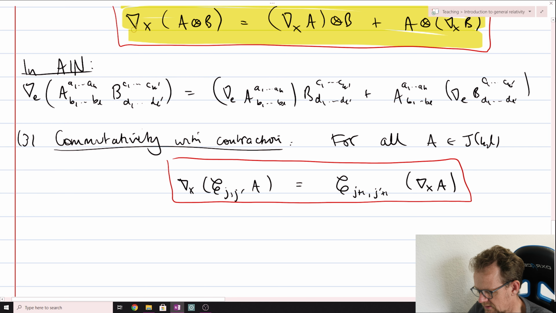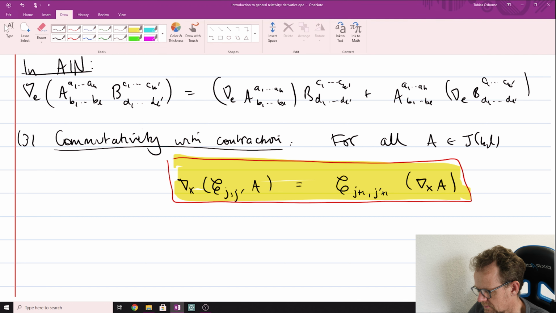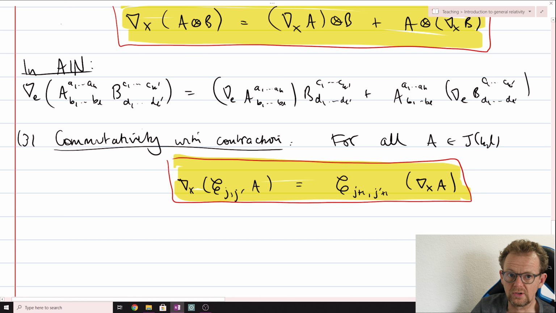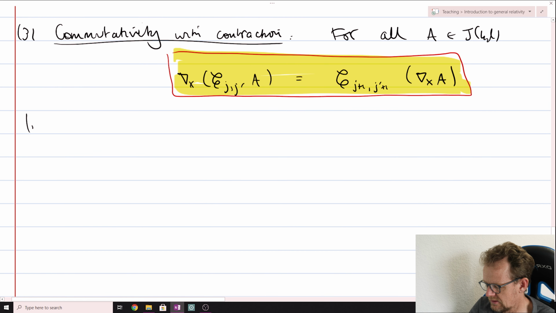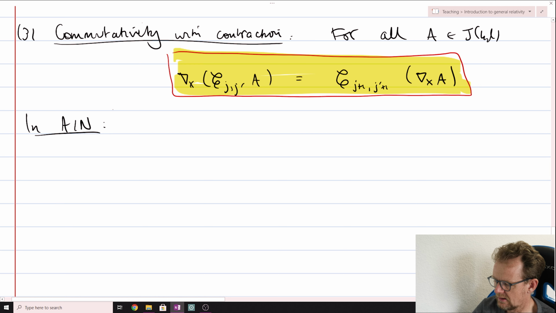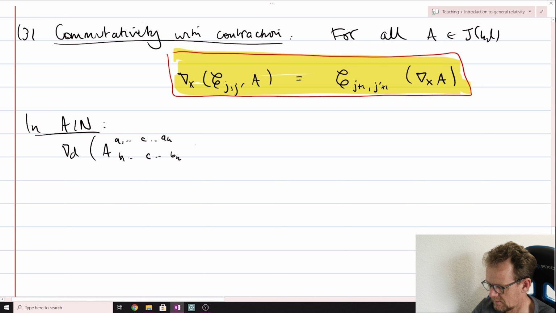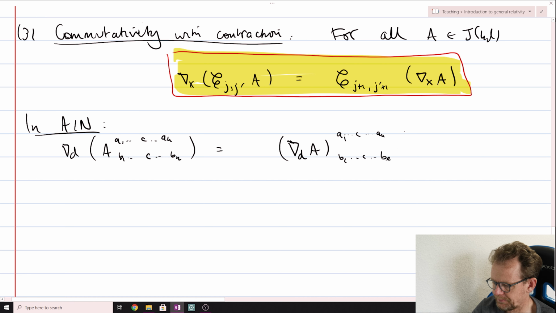It's semi-obvious if you've got linearity in the second argument already. And we can write that out in abstract index notation. How do we represent that in the AIN? Well, we'll represent it so. Okay.